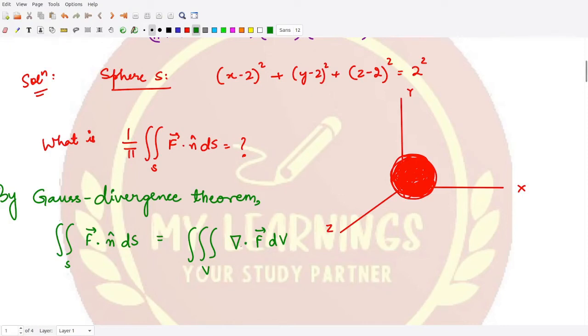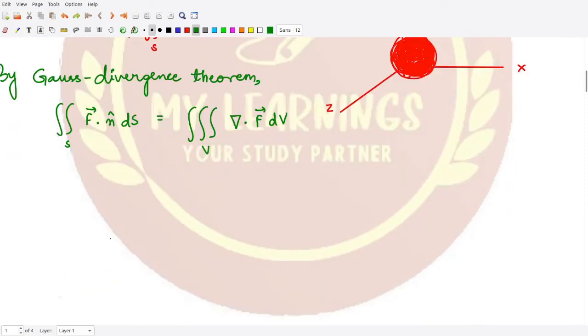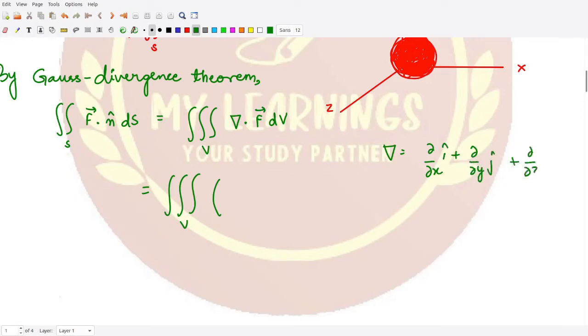Why are we doing this? Because we as such do not know the value of this n cap vector, the vector which is the unit outward normal to the given surface, right? So as we have applied this theorem, what remains is to solve this right hand side. It is the triple integral over the given volume. What is the value of this divergence? This del is del by del x of i cap plus del by del y of j cap plus del by del z of k cap. So this is the del vector, right?